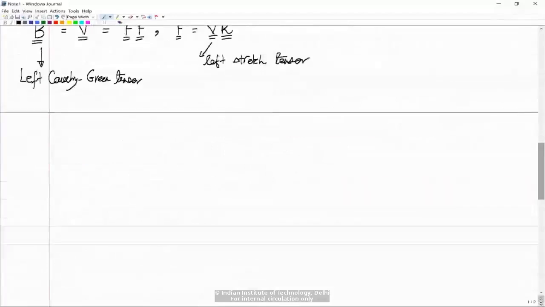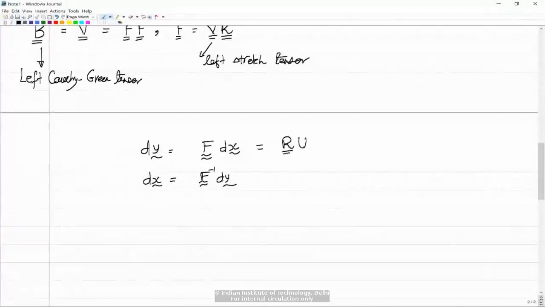You can similarly think of relating the deformed line element to undeformed through the inverse map. For example, we have seen that dy is equal to f dx, and that means small dx we can write as f inverse into dy. And you see from here, f dx is the same as r times u dx.